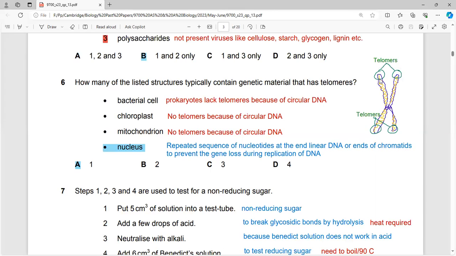If any part of a gene is lost, the cell cannot enter into the division phase. So any cell that loses the telomere will become a specialized cell and cannot divide. So here, the correct option is the nucleus. So A is our correct option.